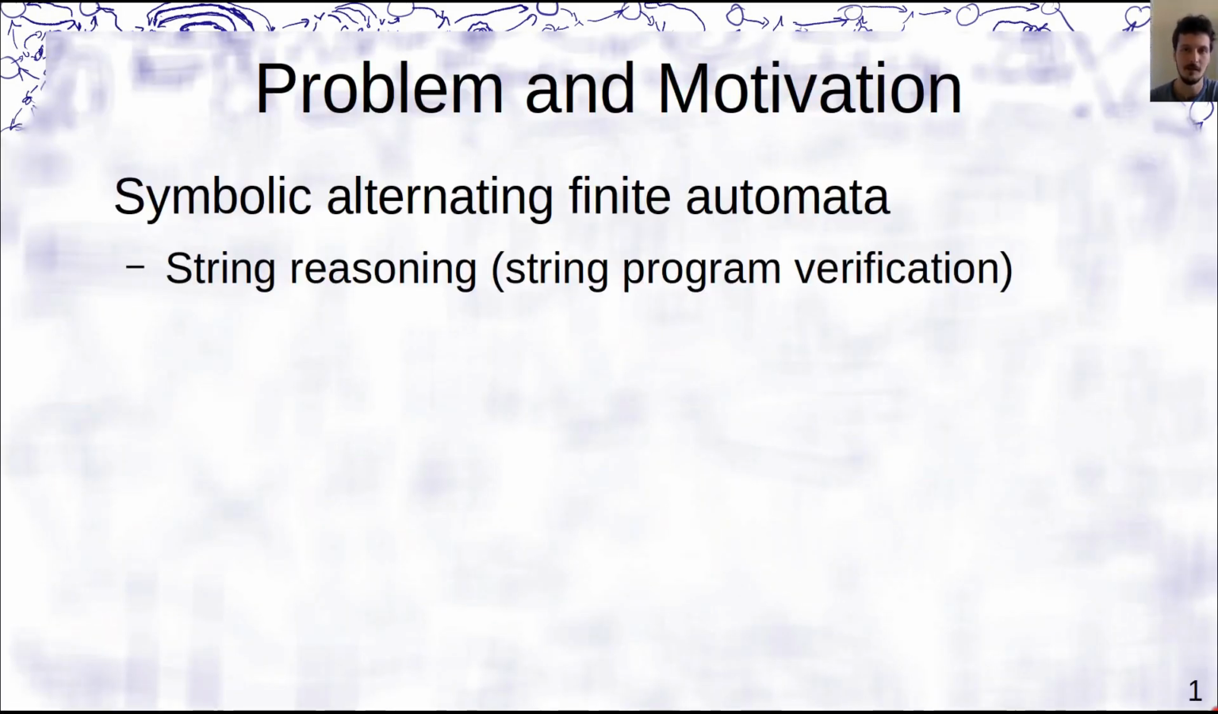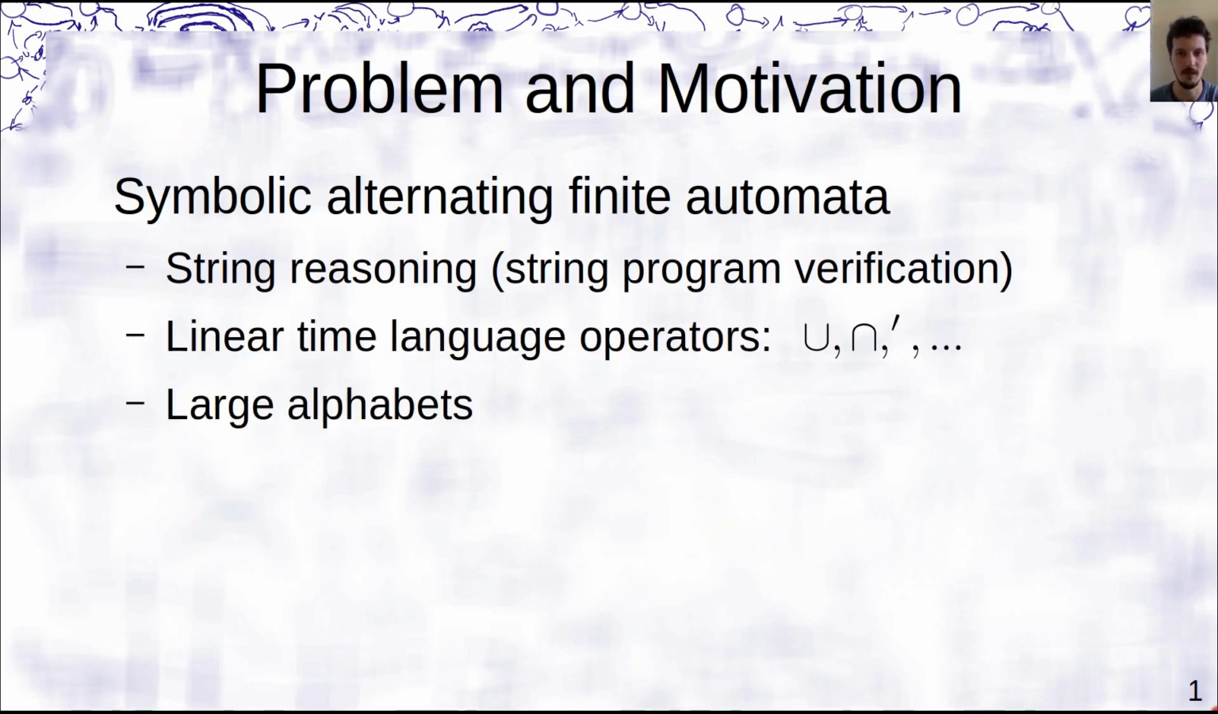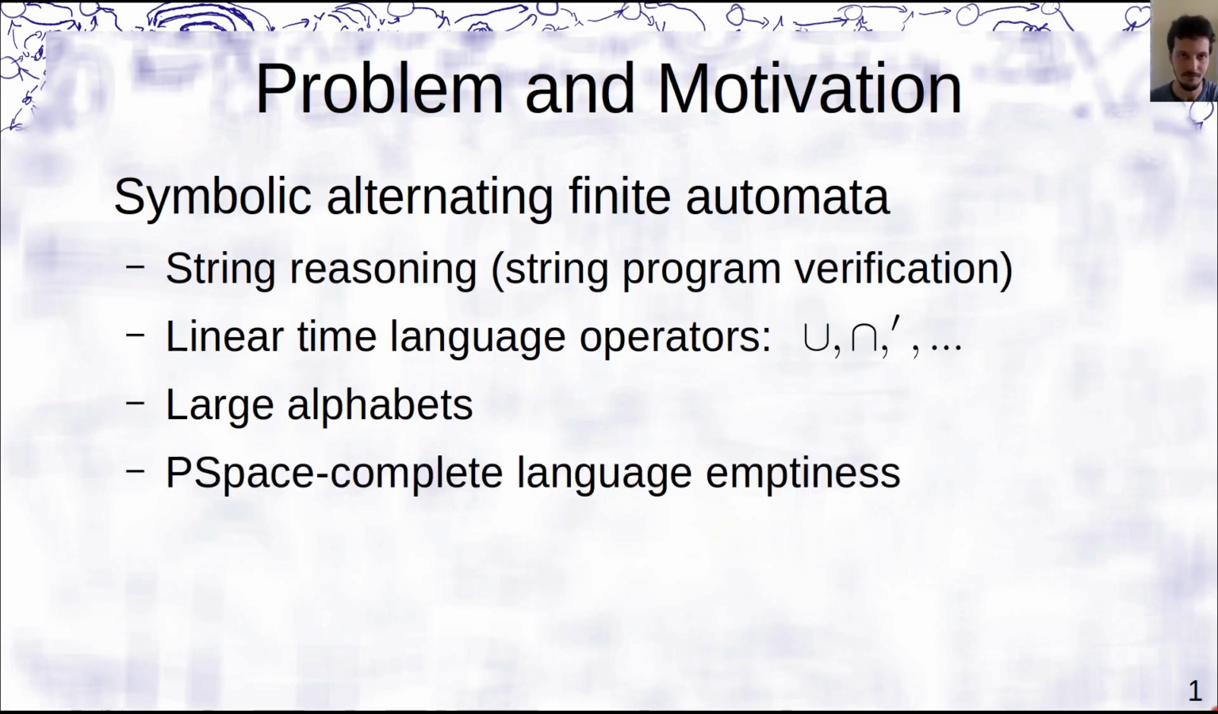Symbolic alternating finite automata have been successfully used recently in string reasoning, where we are interested especially in verification of string manipulating programs. The alternating automata compose better than deterministic or non-deterministic ones. For example, language intersection and complement are performed in linear time. The symbolic part of their definition offers briefer representation if working with large alphabets. But this brevity comes with a cost.